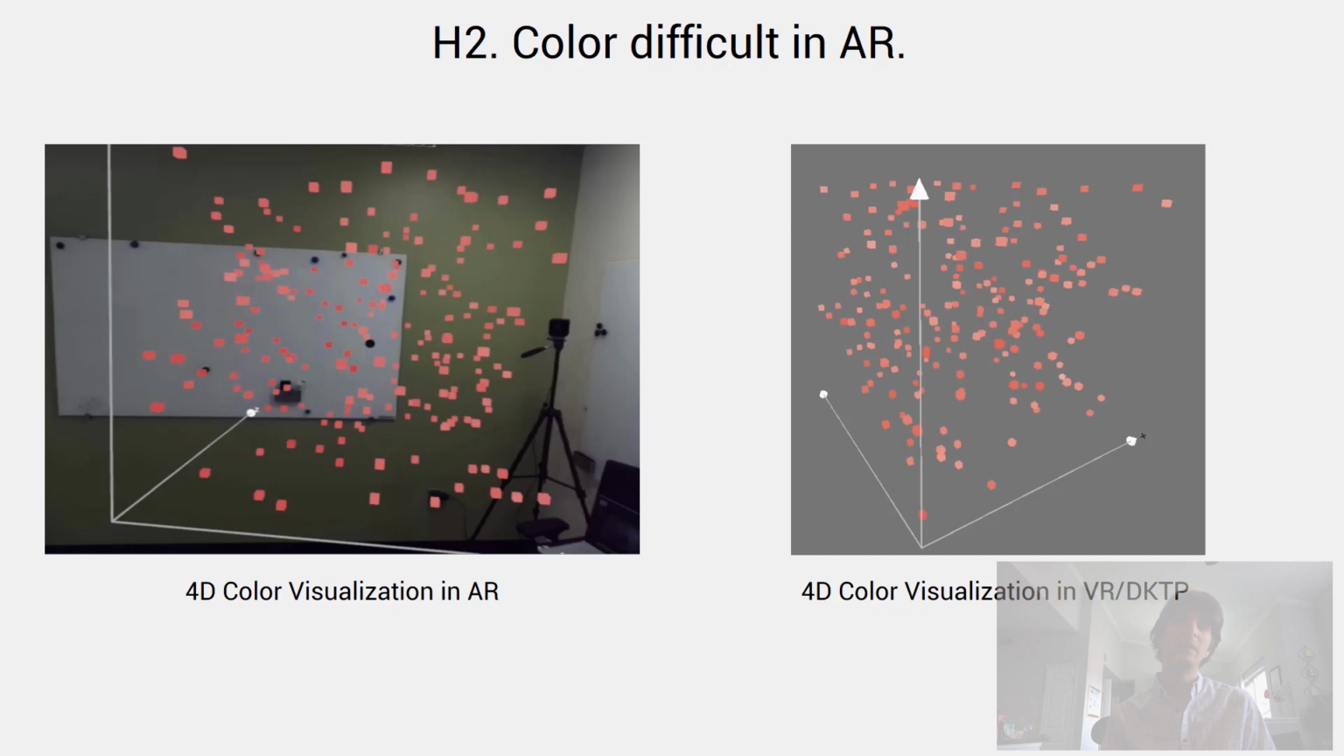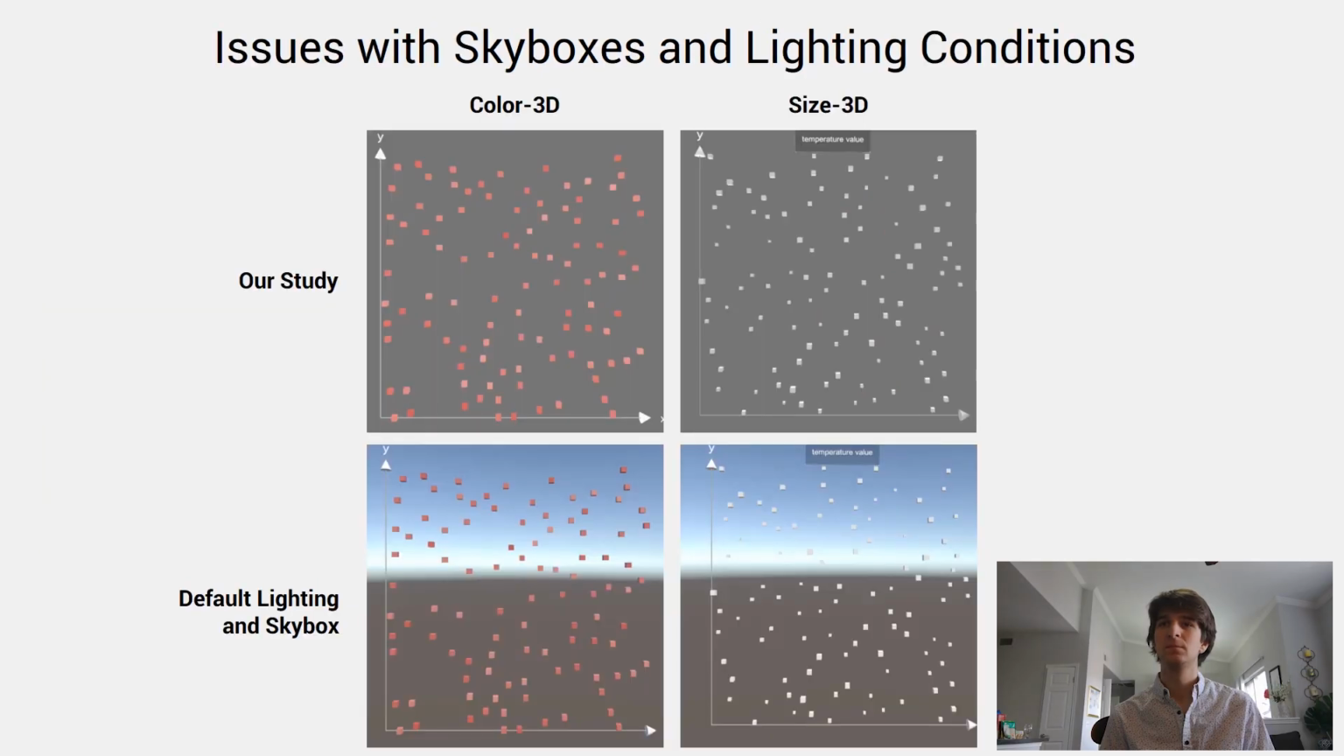And here's an example of this using color in AR and what it would look like in VR or on the desktop. You can clearly see the interference from the background of the room. And this not only has implications for use of color in AR, but also begs the question of whether use of skyboxes in immersive visualization impacts performance.